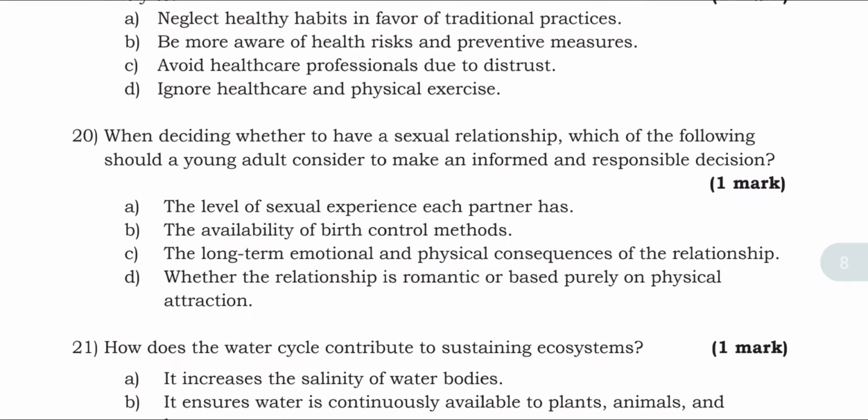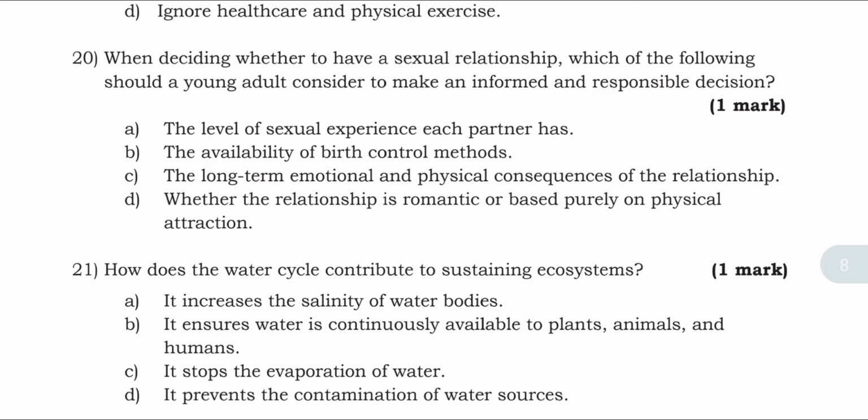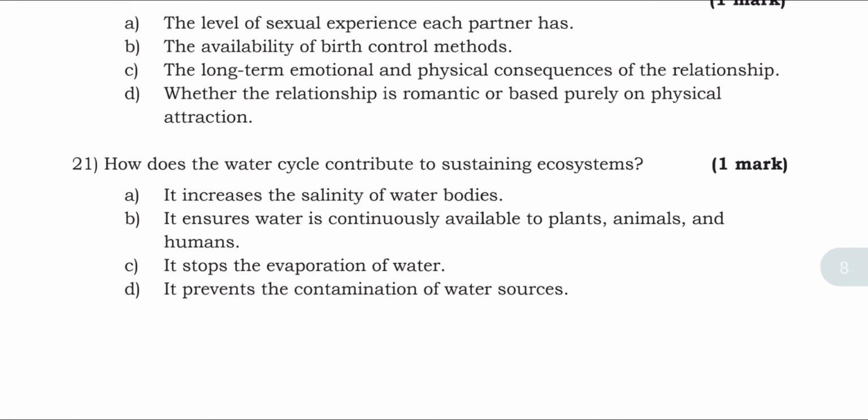Okay. 20. When deciding whether to have a sexual relationship, which of the following should a young adult consider to make an informed, responsible decision? Here are the options. 21.